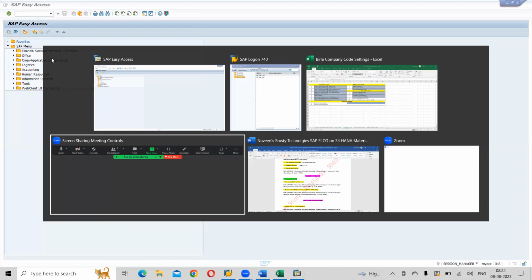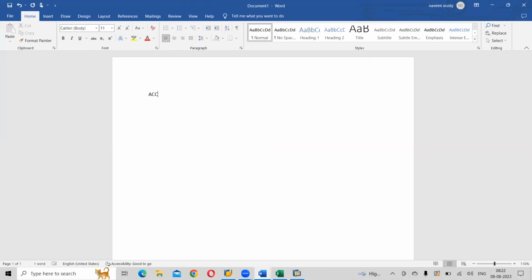See, what is accruals? I'll give it in other words. Accruals means outstanding expenses or incomes to be received for the current month. Outstanding expenses means this month's rent we need to pay, but we are not paying, we will pay next month. The commission income we need to receive this month, but we are not receiving, we will receive next month. Then it is considered as accruals for the current month.